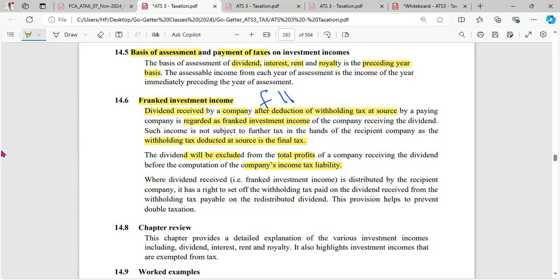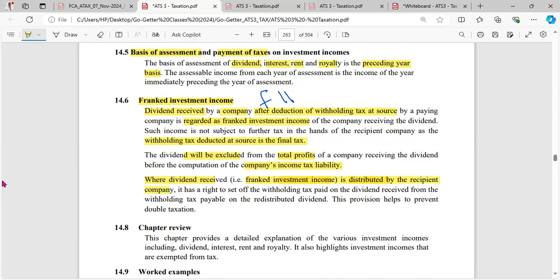Then before you now charge tax. Now, where a dividend is received, which we will now call franked investment income. Now, I am using the case of Go Getter. Where Go Getter received dividend, let's say from FCA, now it is called franked investment income in the hands of Go Getter. And now Go Getter is distributing this dividend to its own shareholders.